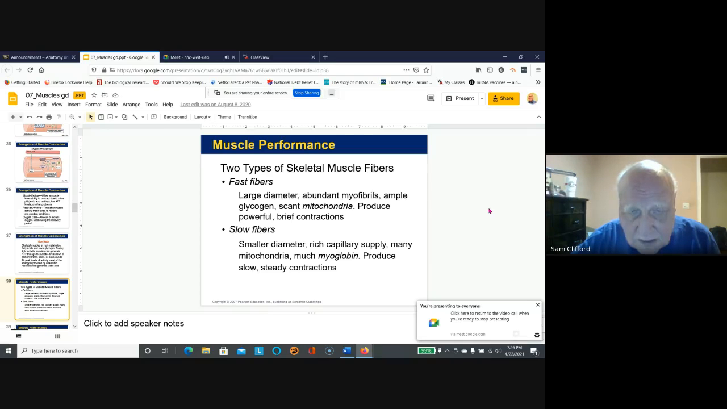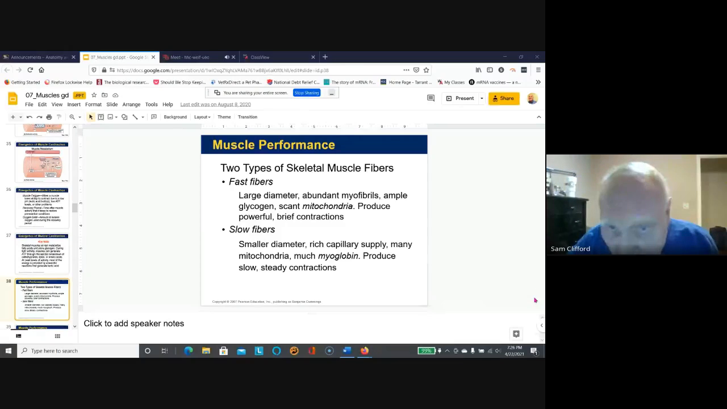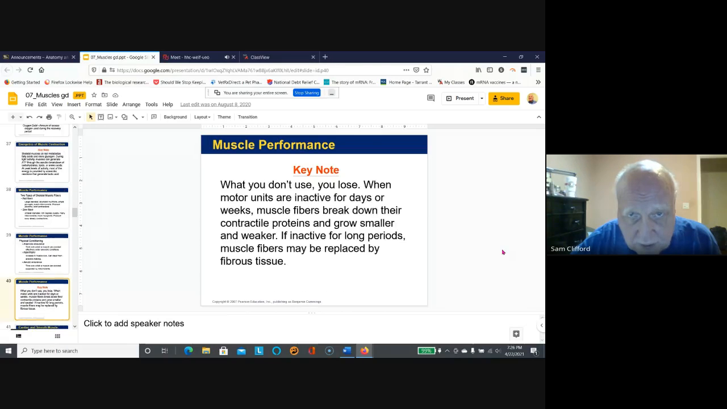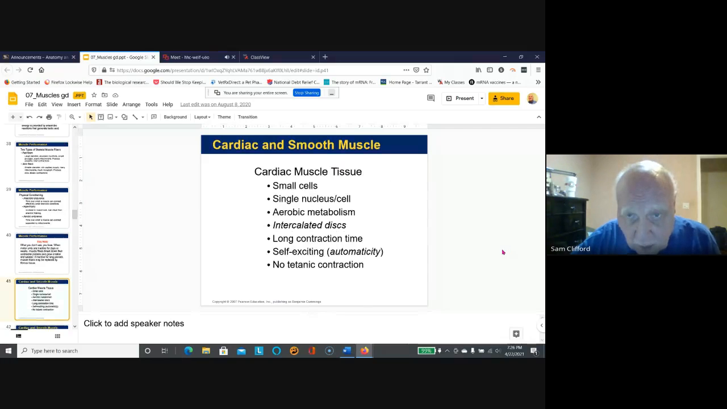Okay, so there are two types of skeletal muscle. Just know fast fibers and slow fibers. We're not going to worry about this. If you don't use muscles, they become inactive and they weaken. So cardiac muscle. Let's stop there.